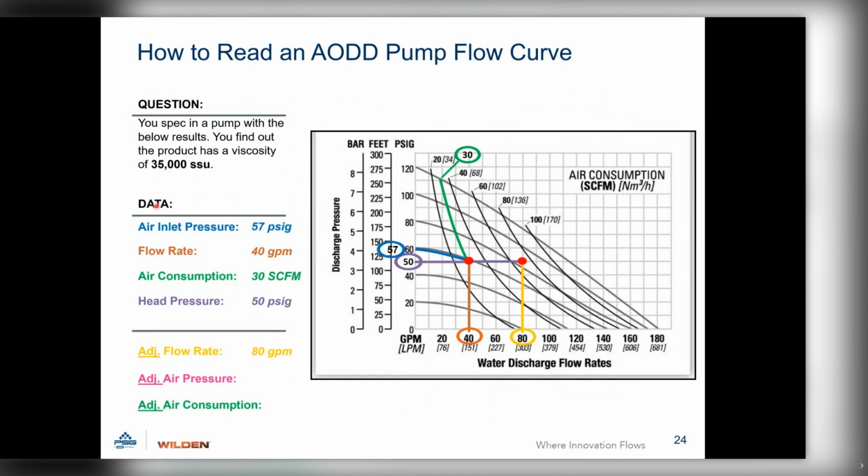The head pressure is going to stay the same because that's constant, but we have to adjust for the air pressure. So now, instead of the pump running at 57 psi, the pump has to run at 82 psi because it thinks that it needs 80 GPM to get that. And then also the SCFM is going to change because it moved further out. So now we have to come here and determine that the SCFM is going to be 70. So that's how we do it for viscosity correction.